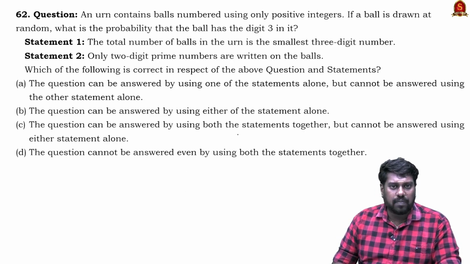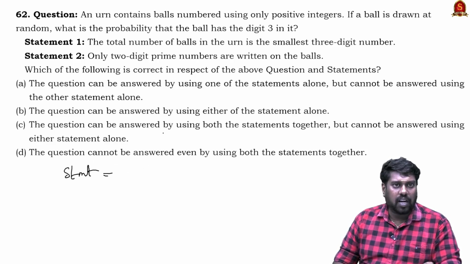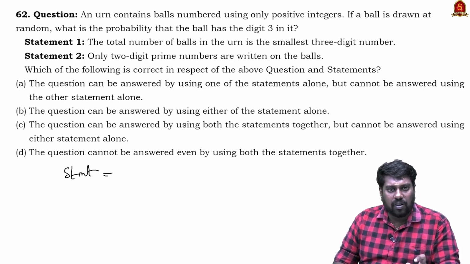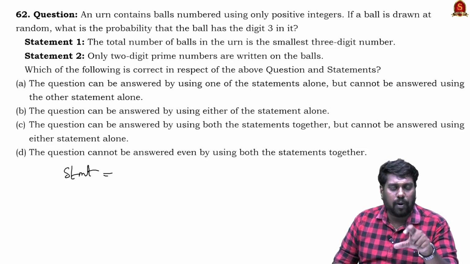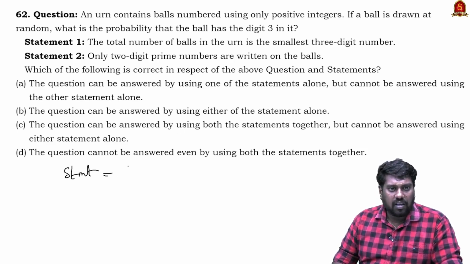Okay, this question is a classic example for finding out either or. So statement 1 is given. What is statement 1? For statement 1, total number of balls. What is given? The urn contains balls numbered using only positive integers. If a ball is drawn at random, what is the probability that the ball has digit 3 in it? So we are going to focus on the balls which have digit 3 in them. Okay, so see here.